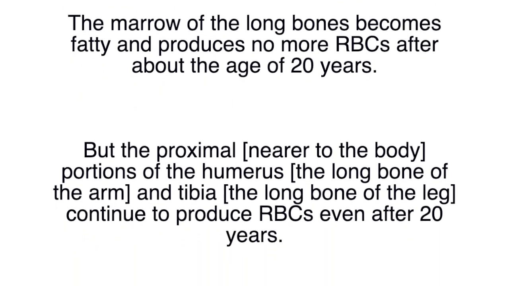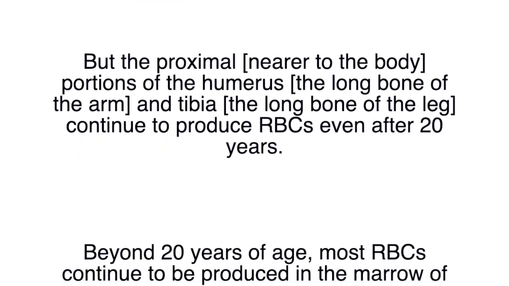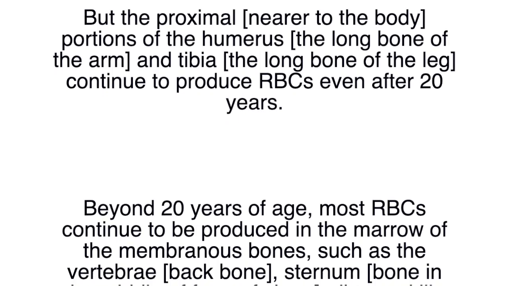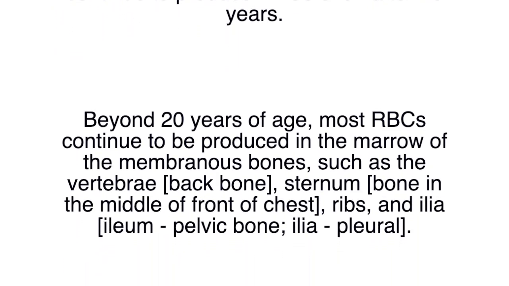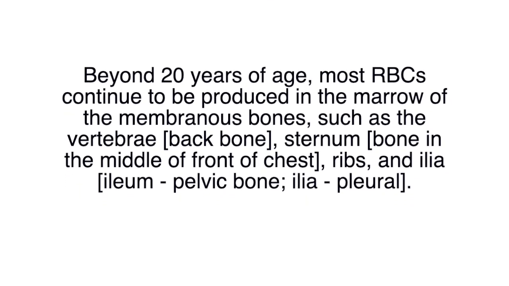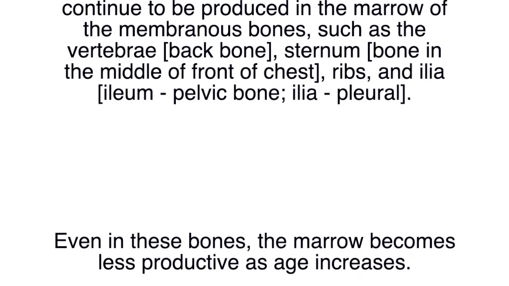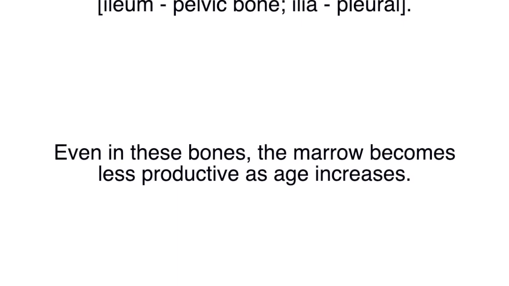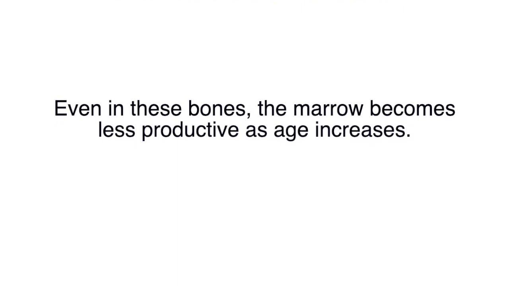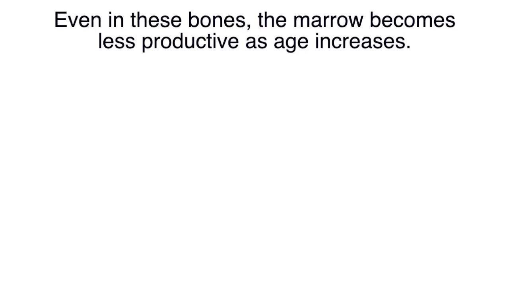But the proximal, that is nearer to the body, portions of the humerus and tibia continue to produce RBCs even after 20 years. Beyond 20 years of age, most RBCs continue to be produced in the marrow of the membranous bones such as the vertebrae, sternum, ribs, and ilia. Even in these bones, the marrow becomes less productive as age increases.